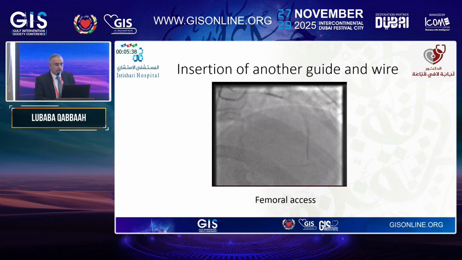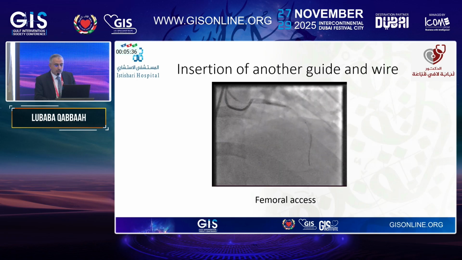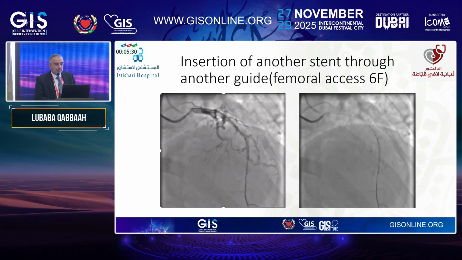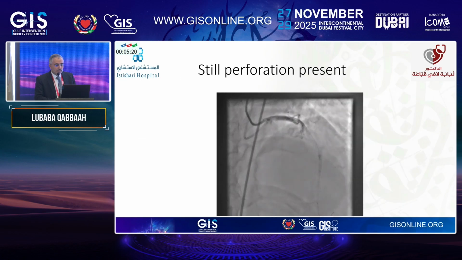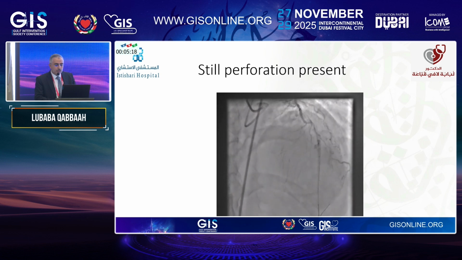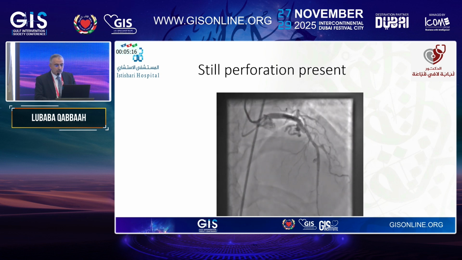I put in a femoral access, a Sheridan guide and wire from the femoral access, because my original one was a 5 French from the radial. And after that, I inserted an ordinary stent through another guide, the femoral one. I put in another stent. And this is our new guide, and this is post-stenting. In spite of this, we still have some leak.